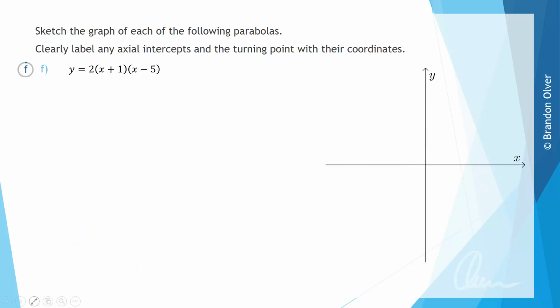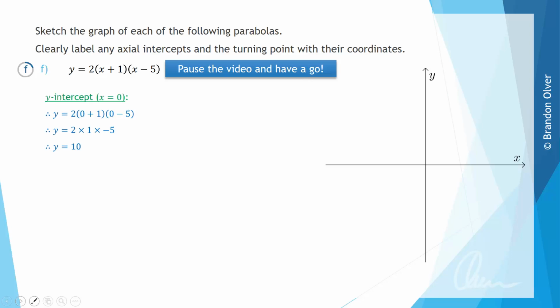For part F, we'll quickly do another example of graphing from a factorised form. And once again, I'd encourage you to pause the video and have a go at sketching this graph before we give a brief commentary on how to do it. So we'll start off by finding the y-intercept, which occurs when x is 0. So substituting x equals 0 in and solving for y is giving y equals 10.